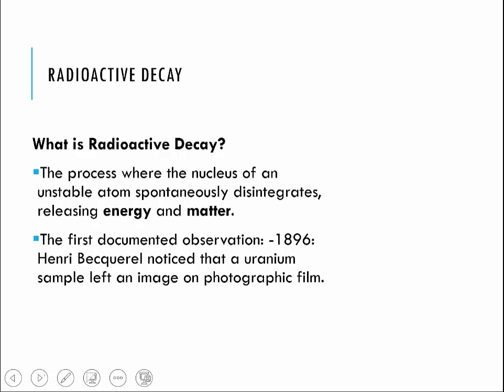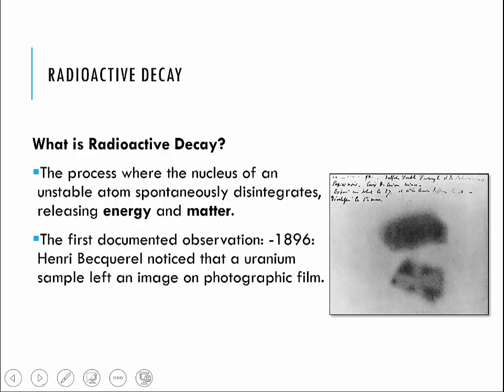The first documented observation of this happened way back in 1896. Henry Becquerel noticed that a uranium sample left an image on photographic film. So we know things that are radioactive to be very dangerous, right? We don't touch them, we don't walk around them, we have fancy suits for stuff like that. Back about 100 years ago, people did not know that radioactive material was dangerous to them. So to have a uranium sample just sitting on your desk wasn't weird. And this is the photographic film. You can see that it left like 2 marks from chunks of uranium that they had on there.